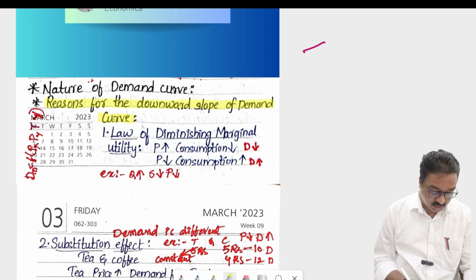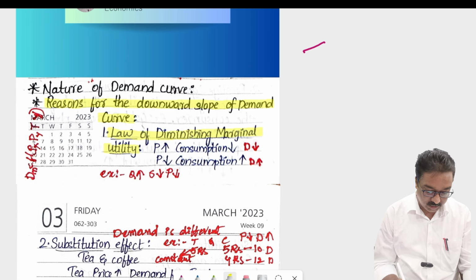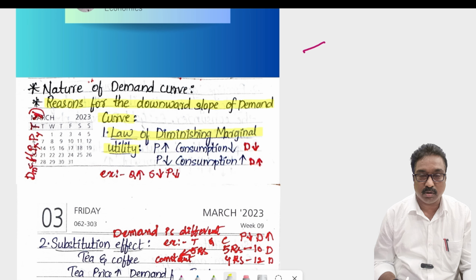Okay, so here are the reasons for the downward slope of the demand curve. What are the reasons? The first reason is the law of diminishing marginal utility. In our previous classes I already explained what the law of diminishing marginal utility theory is. I explained that long answer clearly. The law of diminishing marginal utility theory is also one of the main reasons for the downward slope of the demand curve. So why? Because the demand curve slopes downward.